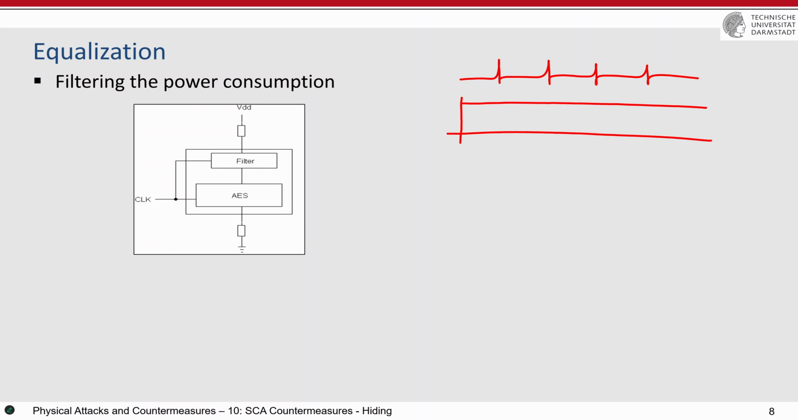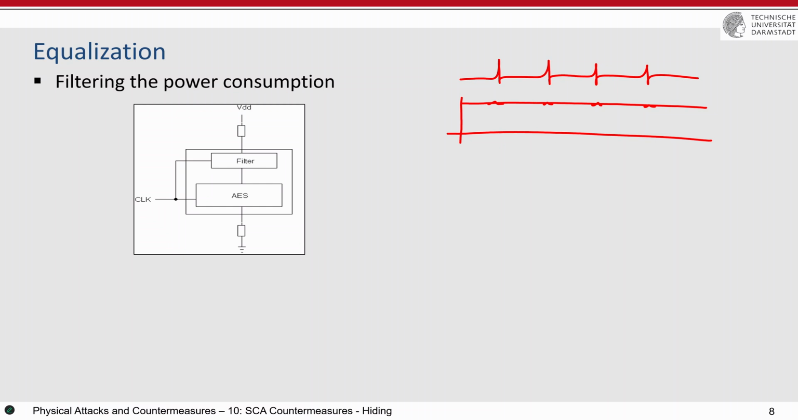Or if it's not battery operated, the power consumption, the energy consumption of a device, is very high. And I have to say that these devices, these filtering things, are not perfect. It means that you will see something like this, and that might already be enough to perform the attack.